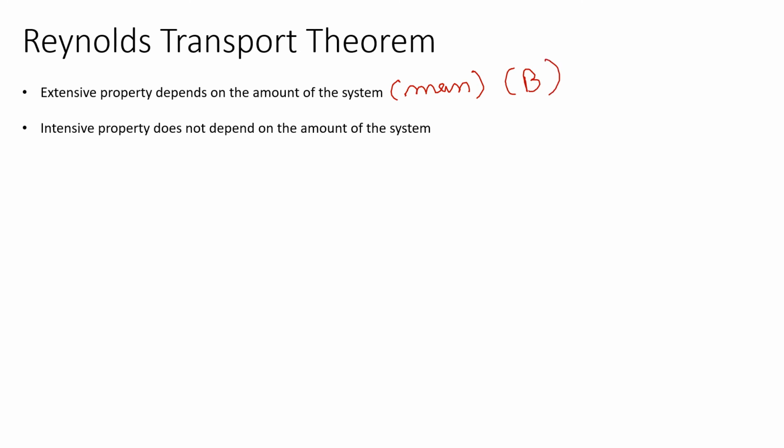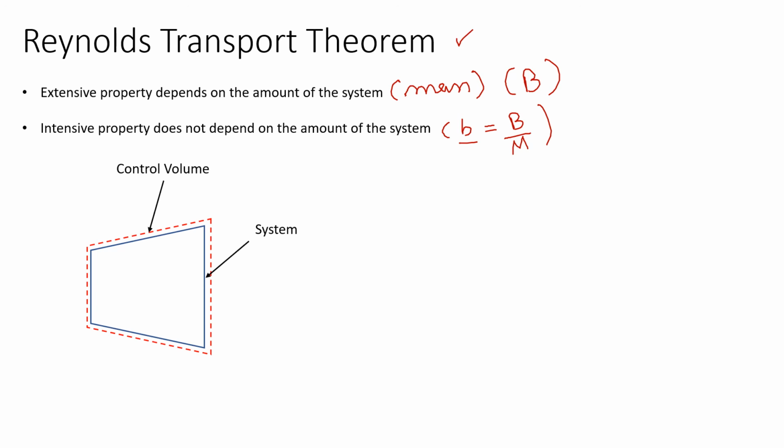An intensive property does not depend on the amount of the system, and it is represented by a small b. It is also written like this: if we divide the extensive property by mass, it gives us the intensive property of the system. So this is what we first defined when we derived the Reynolds transport theorem. And the Reynolds transport theorem defines two entities. One is the control volume, which is our geometry, and the other is the system, and by system again we mean fluid.